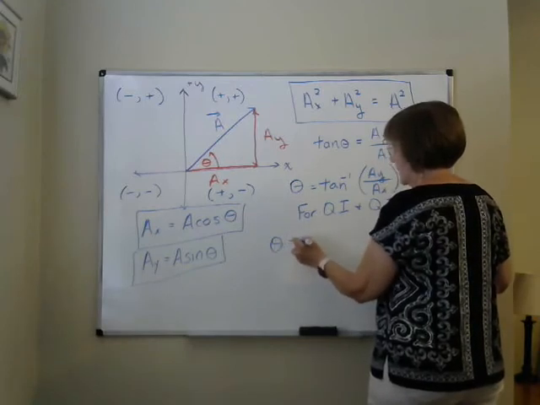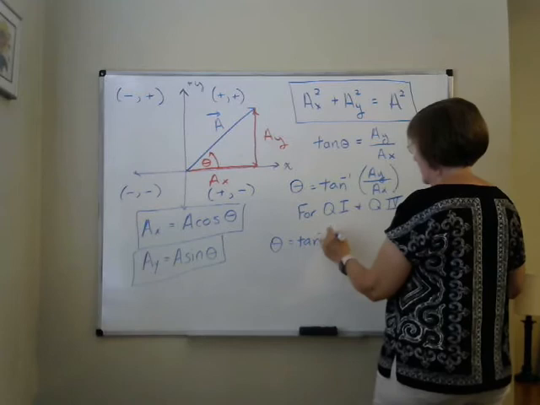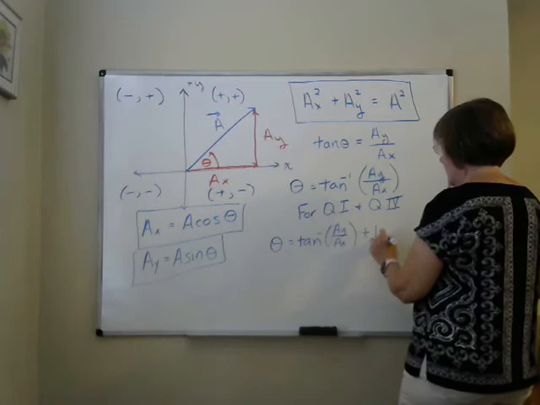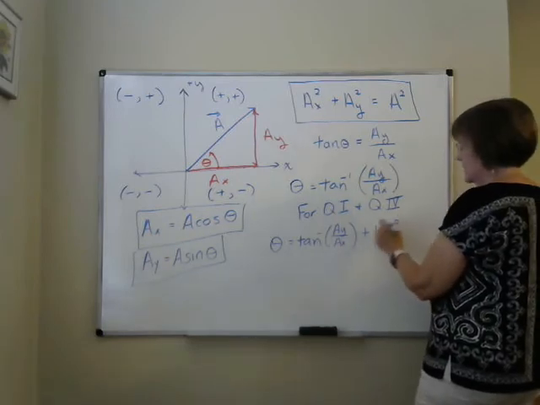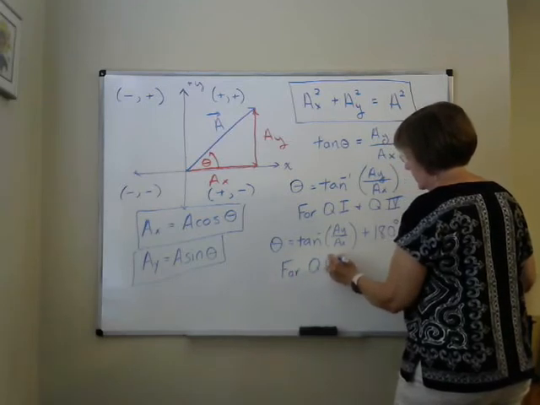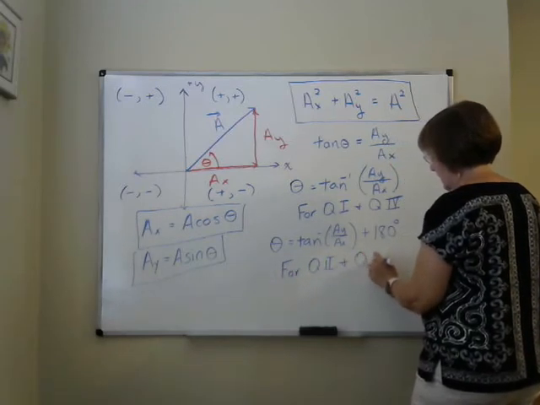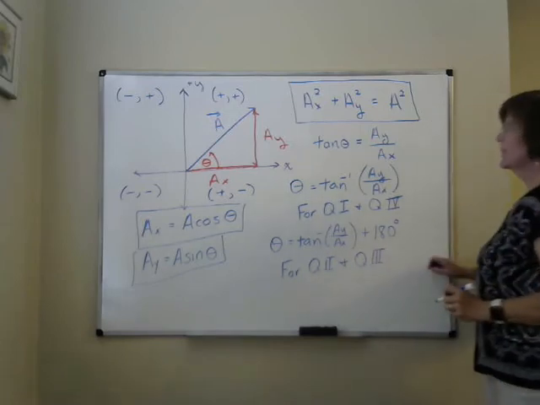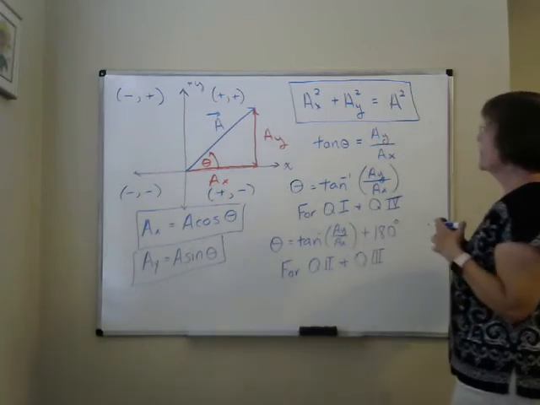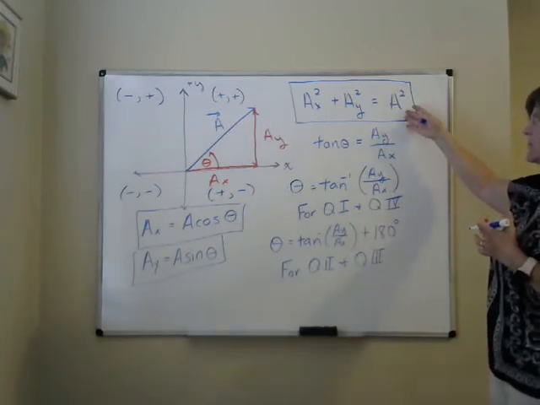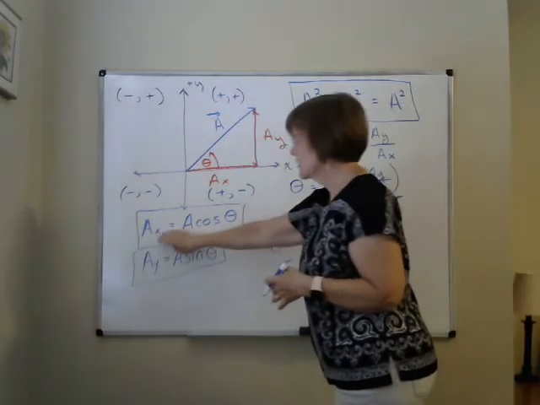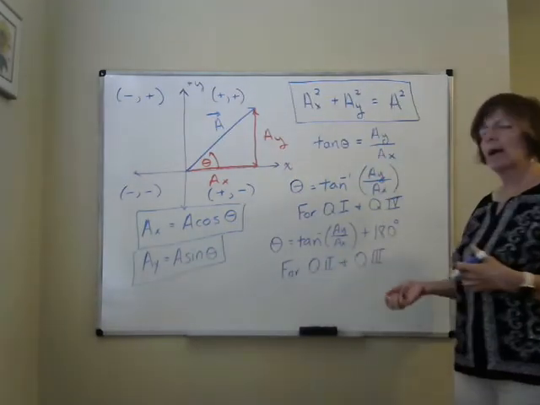Theta is going to equal the tangent inverse of Ay over Ax plus 180 degrees if you are in quadrant 2 or quadrant 3. So this is really easy. Finding components is really easy. Adding perpendicular vectors is really easy. If you know the components, just pay attention to the sign and you'll be able to figure out the angle.